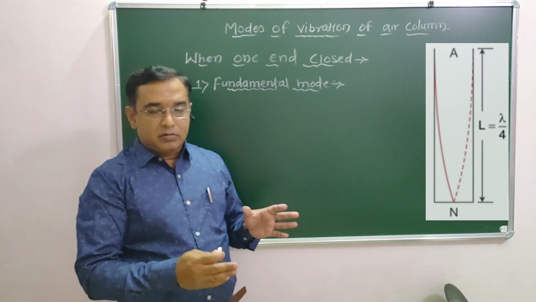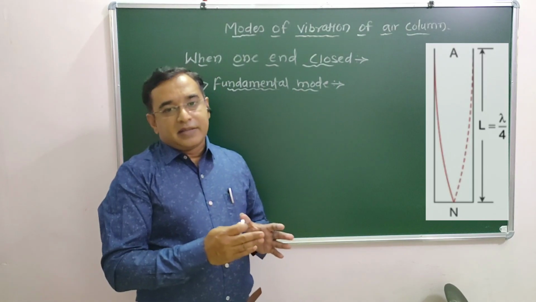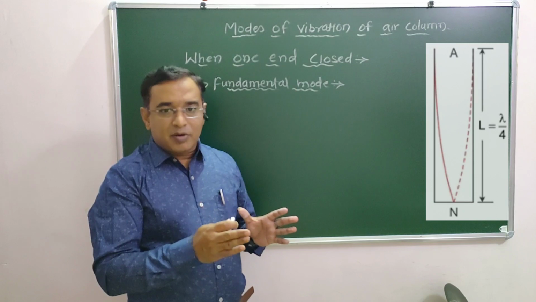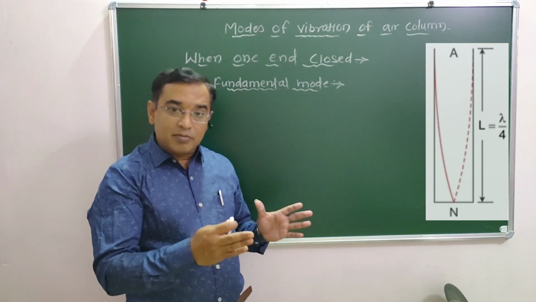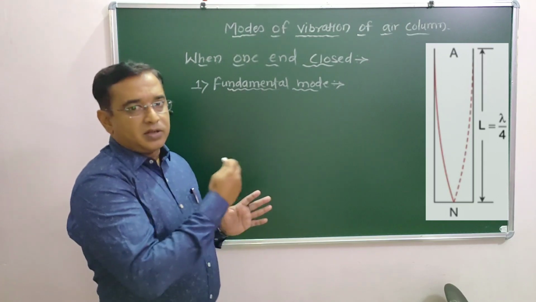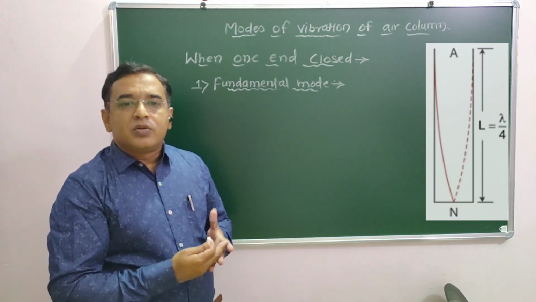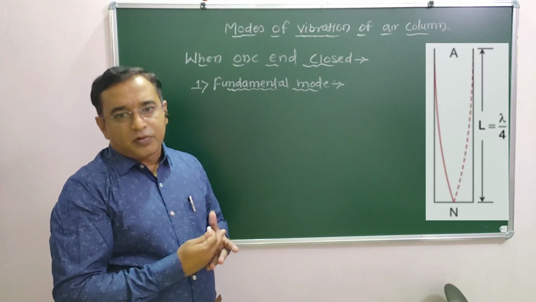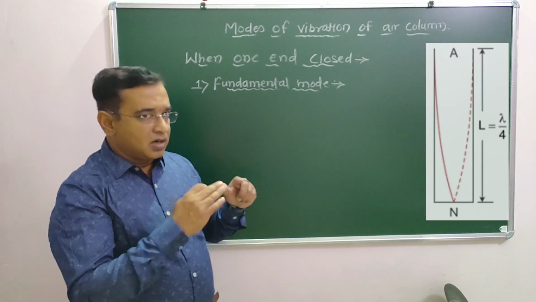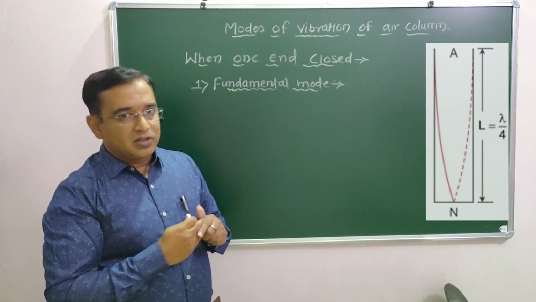We know that the distance between two successive antinodes is lambda by 2. Distance between two nodes is lambda by 2. But the distance between a node and an adjacent antinode is lambda by 4. So lambda by 4 I need to consider everywhere, because node and antinode are formed alternatively inside the tube.